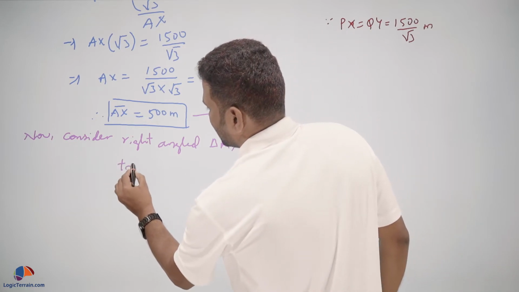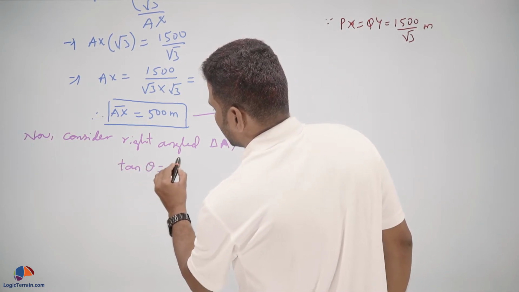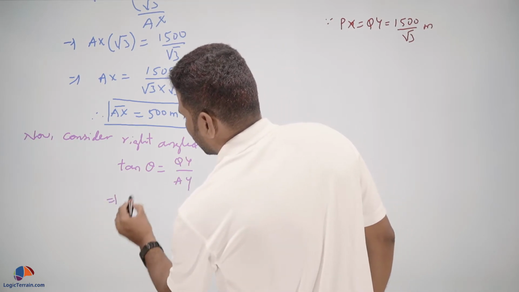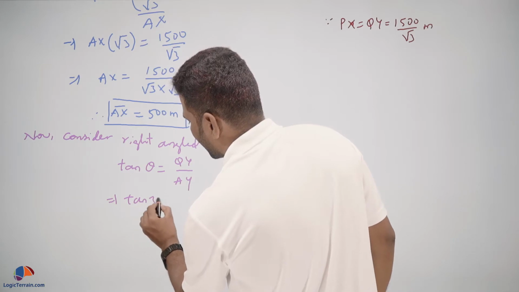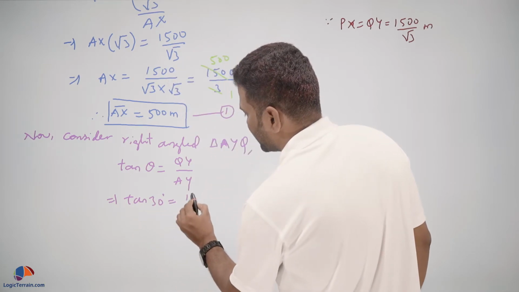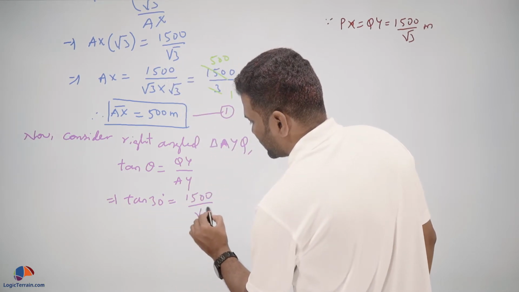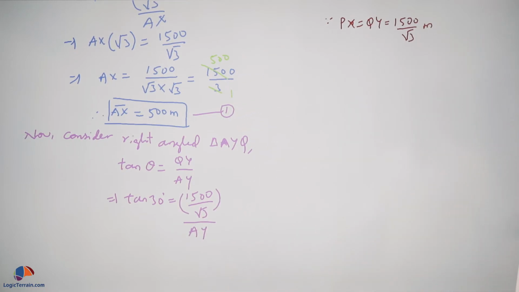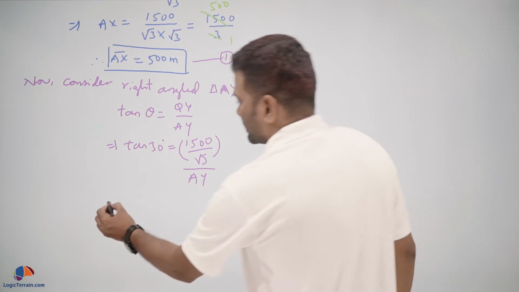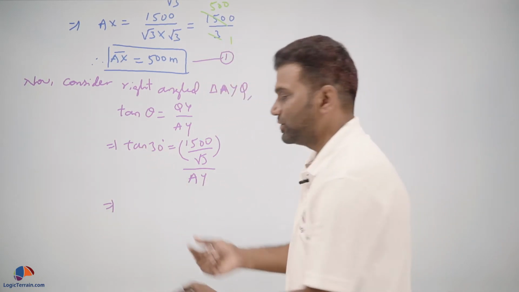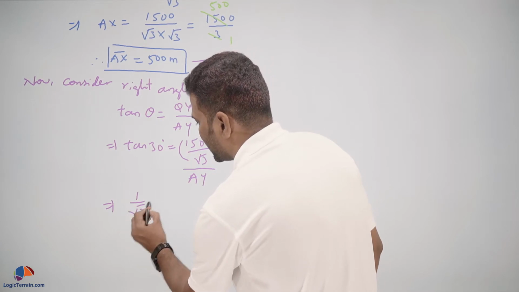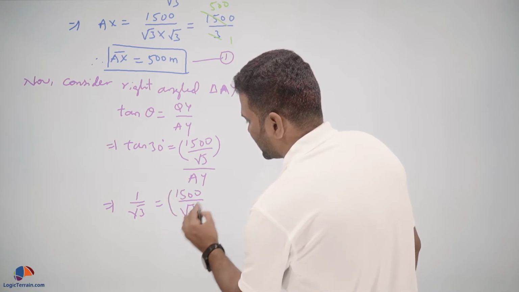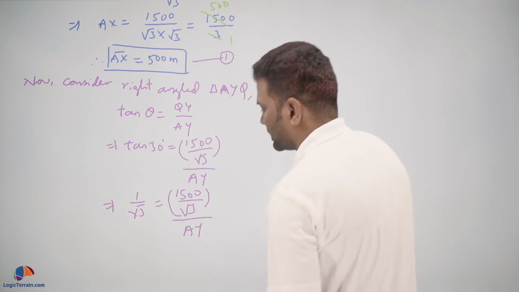So tan theta is equal to QY upon AY, and tan 30 degrees is equal to QY, which is 1500 upon square root 3, upon AY. And we know that the tan 30 degrees value is 1 upon square root 3, which is equal to 1500 upon square root 3 upon AY.